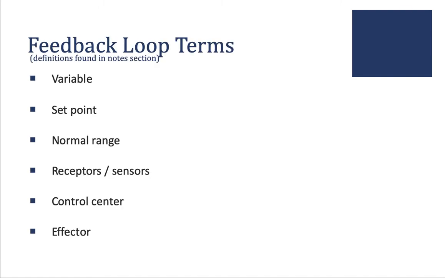A set point is going to be a physiological value, so it's a set value around which a normal range is going to fluctuate. A normal range is a restricted set of values that is optimal for health and stability. So for example, we say that human body temperature is 98.6 degrees. This would be the set point.